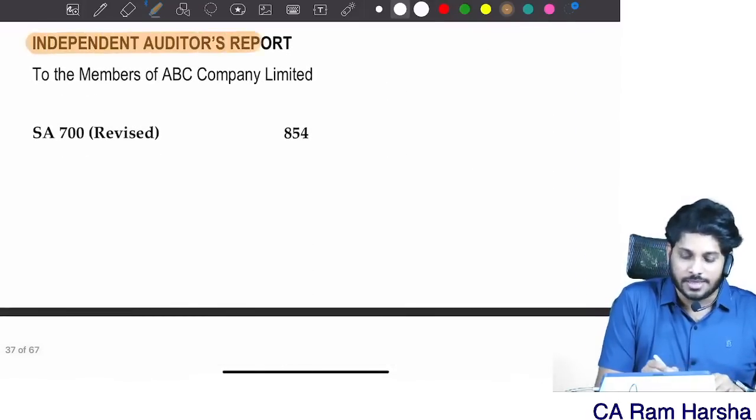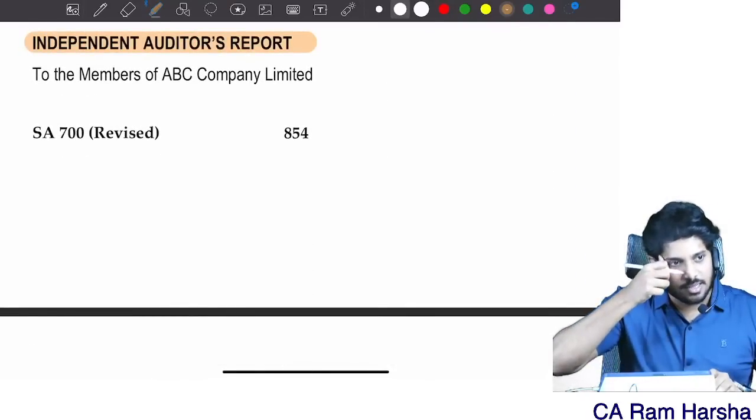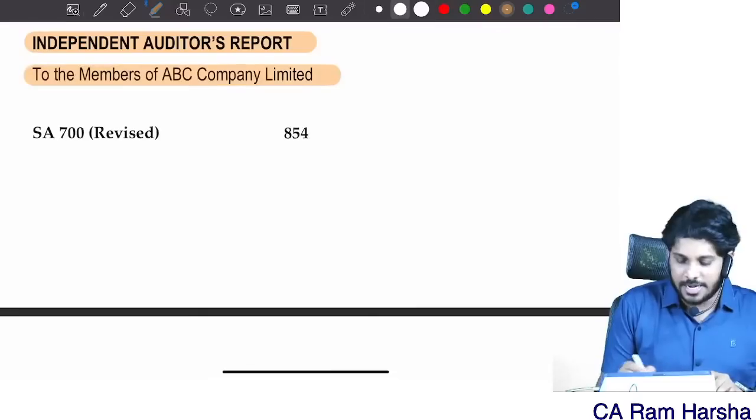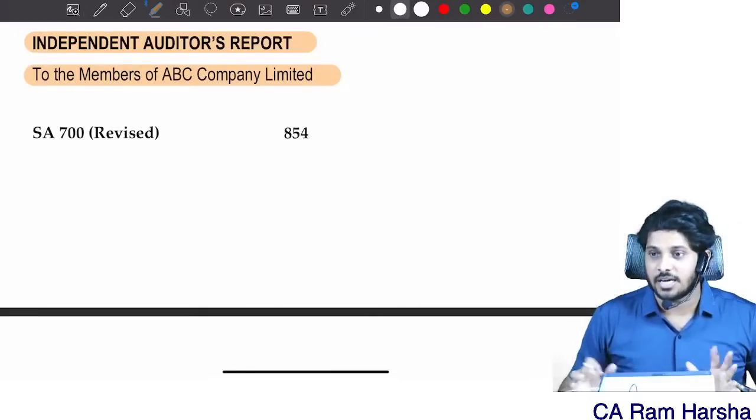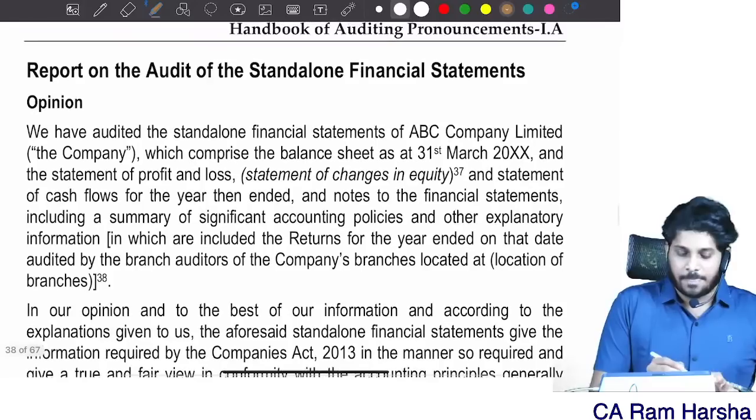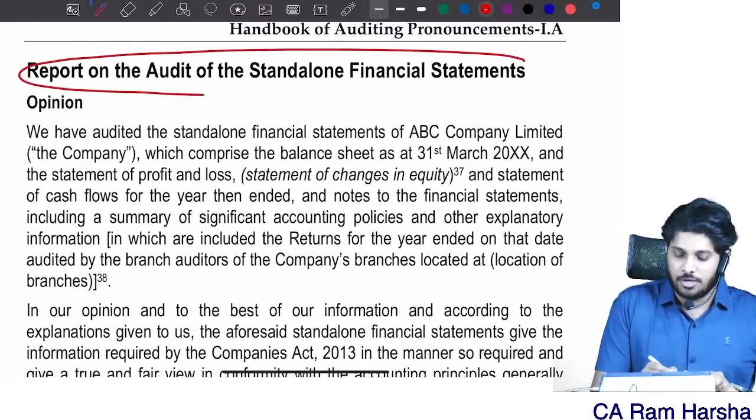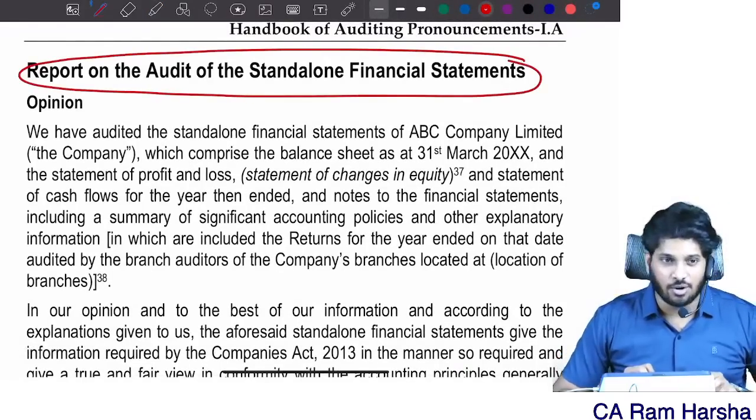We know there must be a title. What is the title? Independent Auditor's Report. Then the addressee, to the members of the company. First, you see here they are giving the words "Report on audit of standalone financial statements."